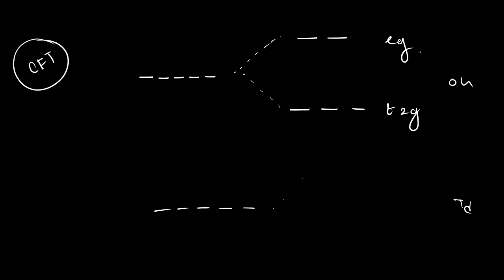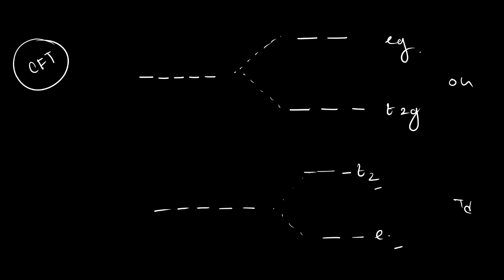In case of an octahedral field, the d orbitals split into a lower set of 3 orbitals and an upper set of 2. The lower one will be T2g, and the upper one will be Eg. If you are going for tetrahedral, the splitting will be just reverse. The upper will be T2, and the lower will be E. So the naming will also be T2 and E.